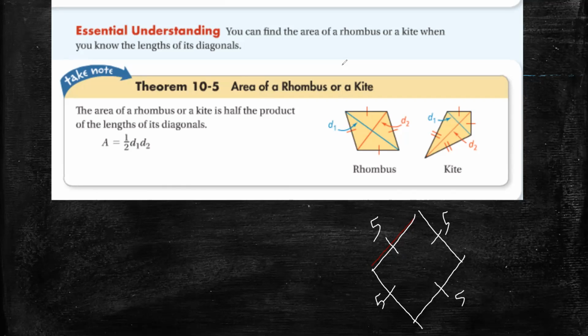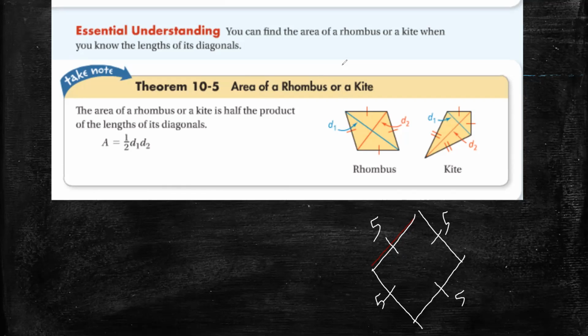This shape is like a square, but in the square all the angles are right angles, while in the rhombus they are not right angles. They will be acute or obtuse angles. So this is the rhombus. All the sides are congruent, all the sides are equal. This shape, we call it a rhombus.